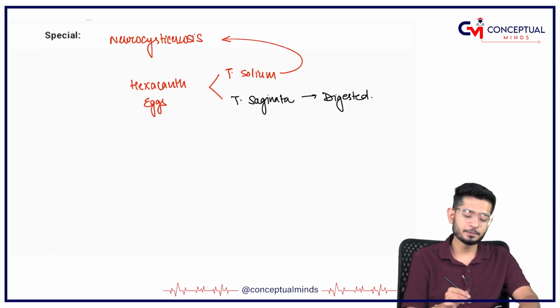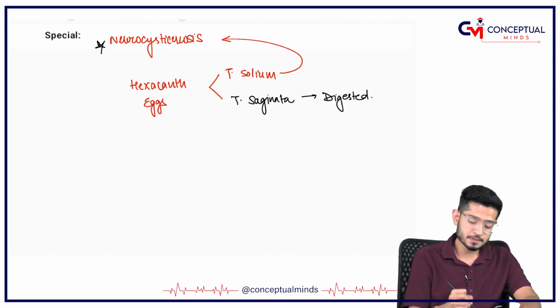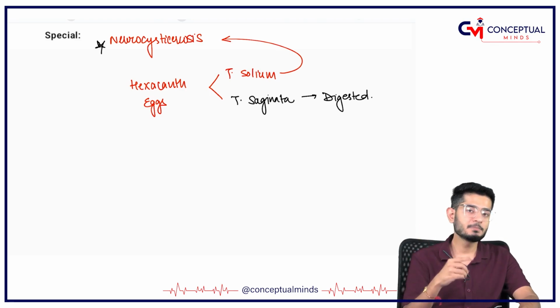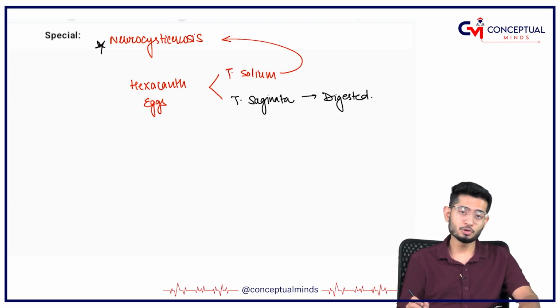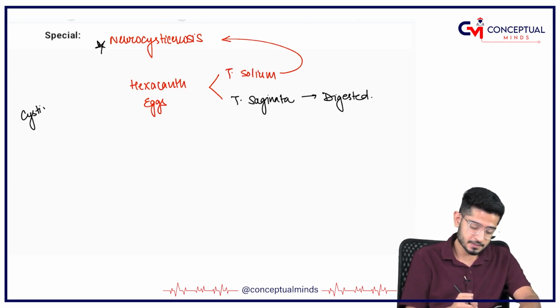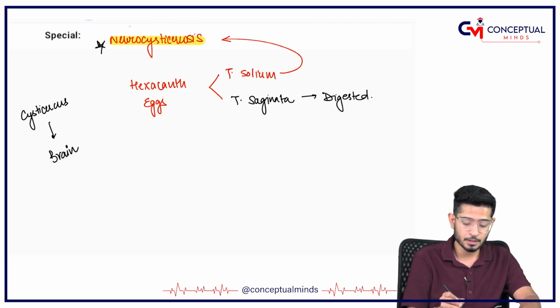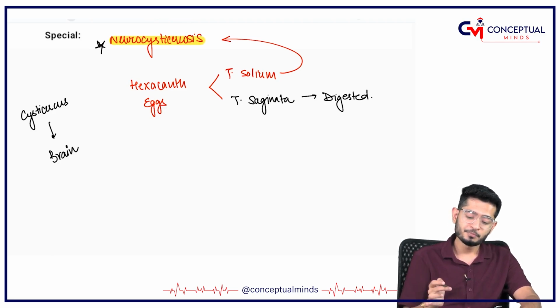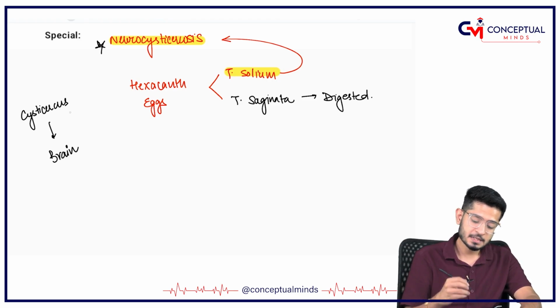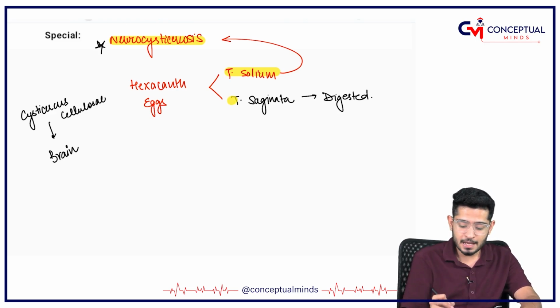Very important special point, please remember my dear friends, neurocysticercosis is the brain manifestation of Taenia. If the Cysticercus larva goes to the brain, it can cause what? Neurocysticercosis. Now, how will it happen? Because remember, it is going to the brain via the blood. Remember, if it is Taenia solium, that means Cysticercus cellulosae, then only it is responsible for causing neurocysticercosis, whereas the egg of Taenia saginata is digested.